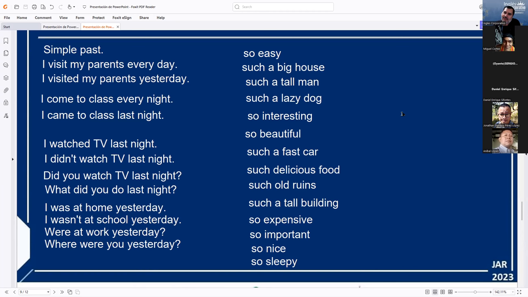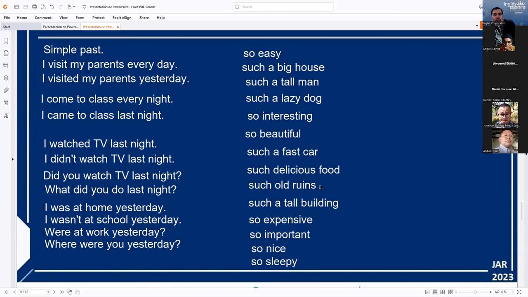So plus adjective. Is such used with adjective plus pronouns or nouns? Nouns. Excellent. That's it. So plus an adjective, such plus an adjective and a noun. That's why you have so only with the adjective: so easy, so beautiful, so interesting, so expensive, so important, so nice, so sleepy. But when you have house, man, dog, you use such a big house, such a tall man, such a lazy dog. We have car, such a fast car.